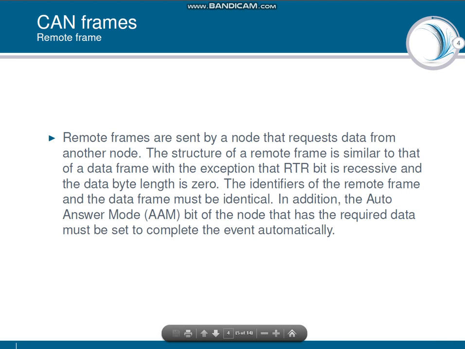Next is the remote frame. The remote frame is sent by nodes that request data from another node. The structure of this is similar to that of the data frame. The difference is that the RTR bit is recessive and the data byte length is 0.